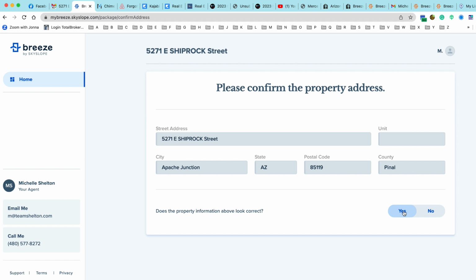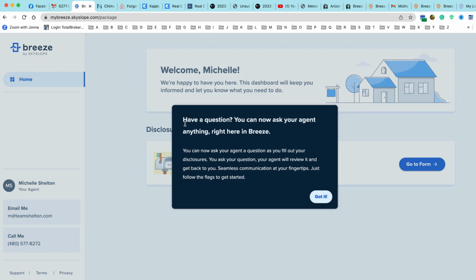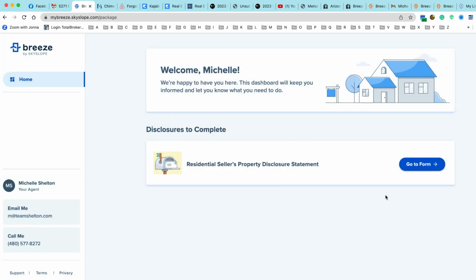The nice thing about being able to enter the MLS number is they don't have to enter all that information. It puts it in there. You can now ask your agent anything right here in Breeze. Wow, I don't know how that's going to work. You can ask your agent a question as you fill out your disclosures. You ask your question, your agent will review it and get back to you. Okay, so I guess it doesn't really say how to do that. So I don't know. Let's go to the form.